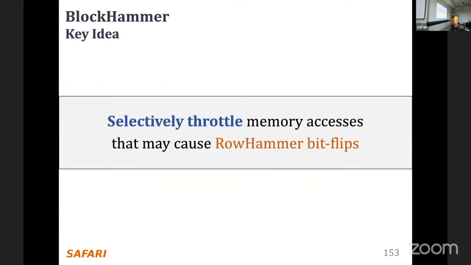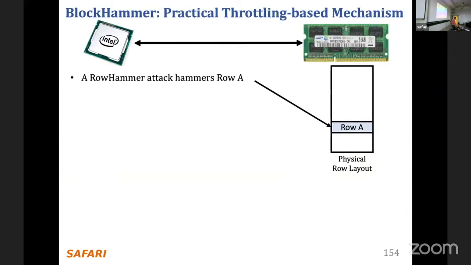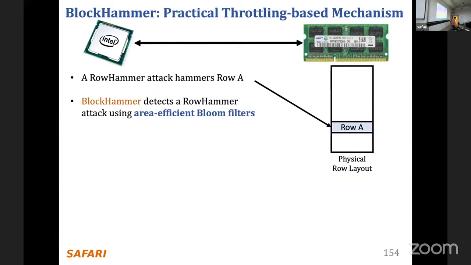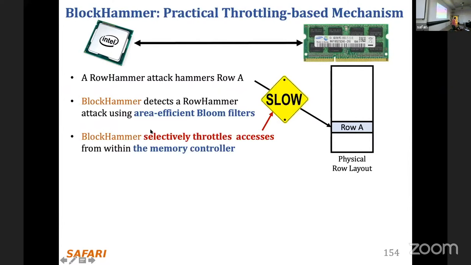So the key idea is to selectively throttle memory accesses that may cause RowHammer bit flips. At a high level, we use area-efficient Bloom filters to detect which rows are being hammered a lot. And you selectively throttle accesses from within the memory controller, stopping accesses to those rows for some time. Of course, to be secure, you need to make sure you detect every row that may cause bit flips, and also you throttle it long enough such that you don't get bit flips.